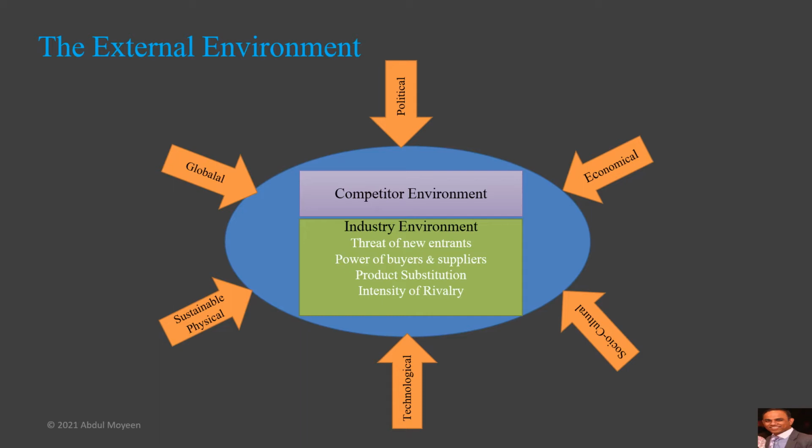The figure lists six forces in the general environment or macro environment, which include economic, political, legal, socio-cultural, technological, global, and physical. Popularly, this is known as PEST analysis, that is political, economic, social, and technological, or PESTEL analysis, that is political, economic, social, technological, natural environment, and legal.